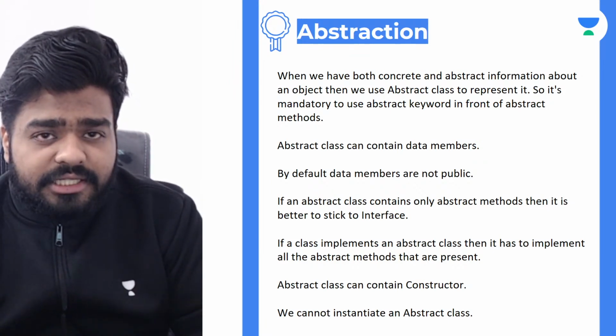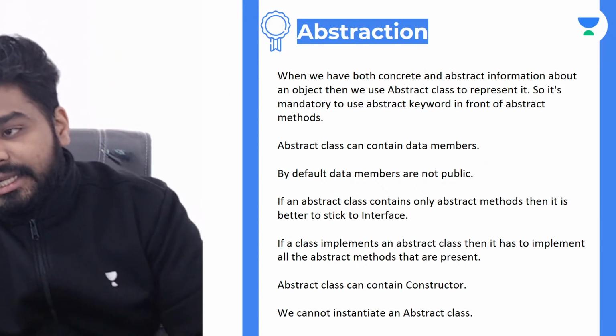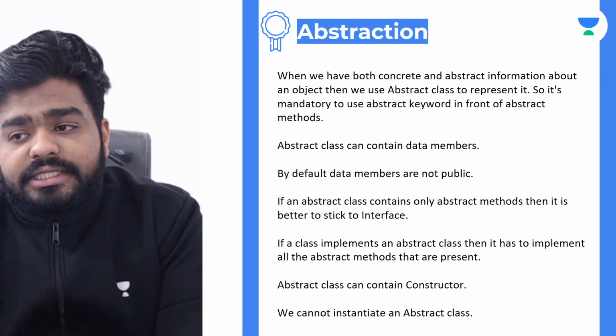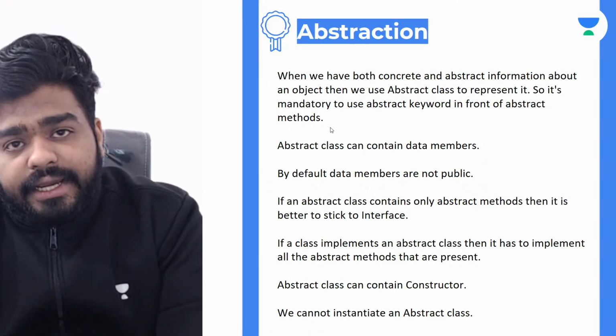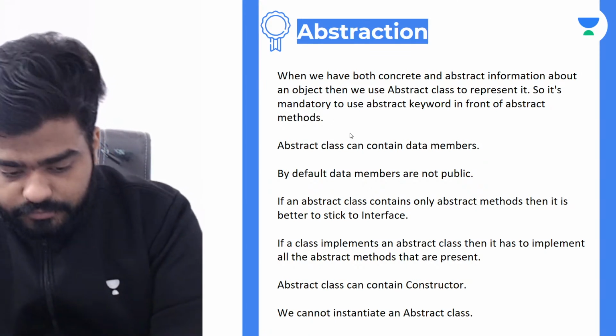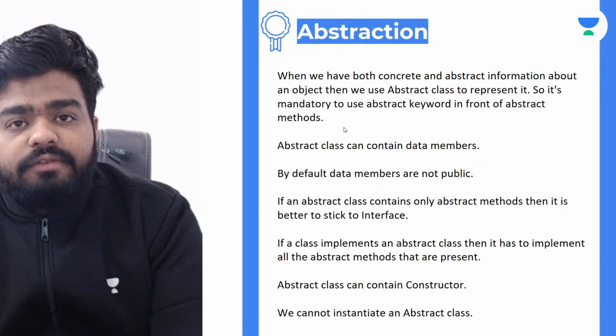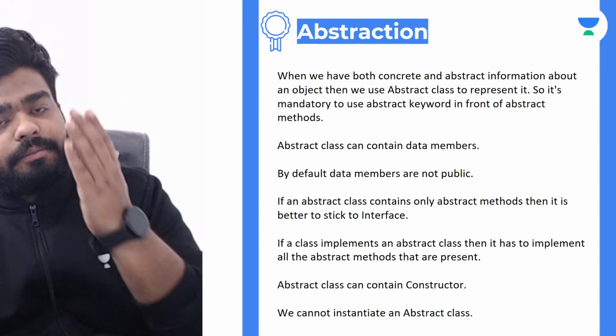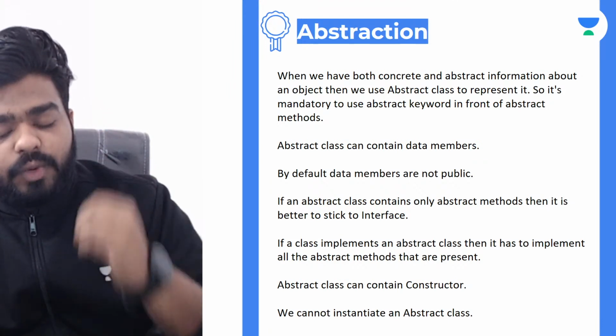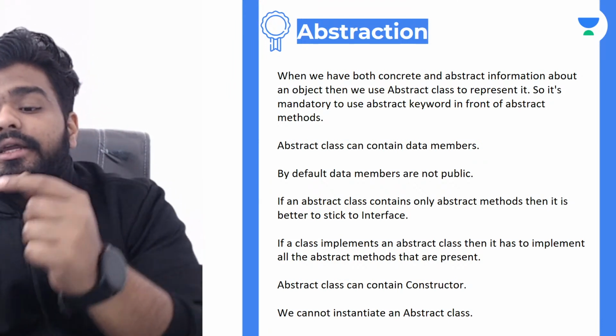So please try to understand this particular topic very nicely, because if you're not understanding this, the interface will not make sense. Fine. So let's have a look. When we say class, we are creating a blueprint, correct? When we say object, that means we are creating a real object.